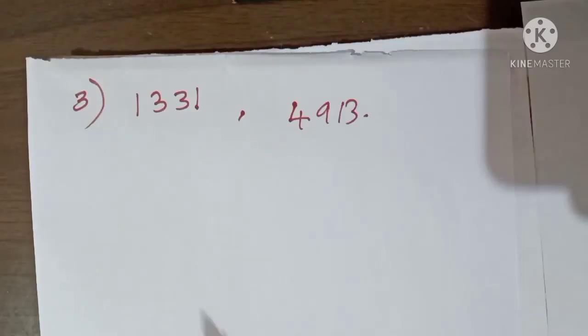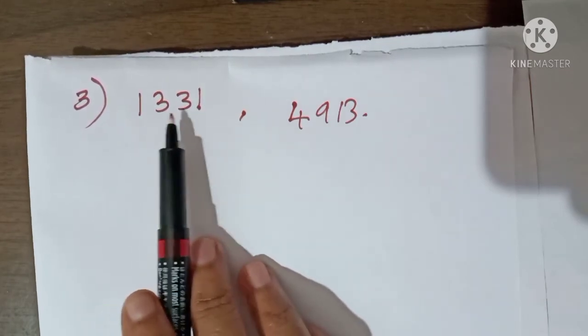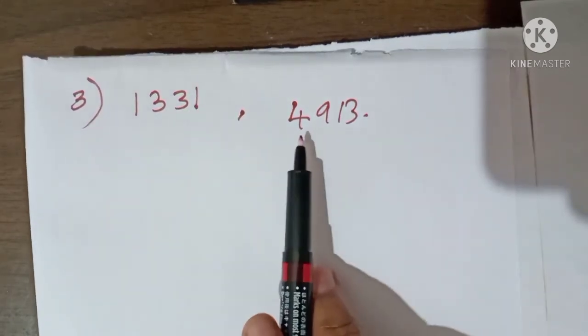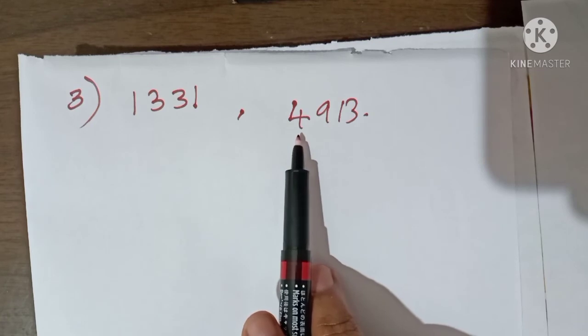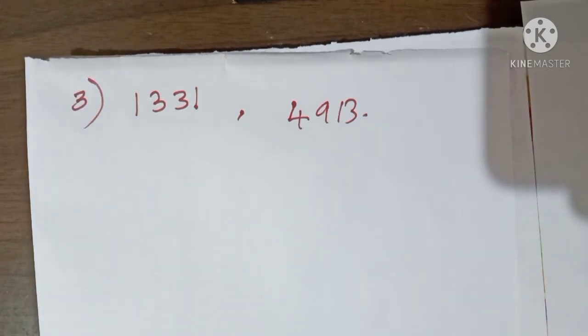Can you see here 2 numbers, children? So what is the first number? 1331 and 4930. So here, what do you want to find out? Without doing the prime factorization method, you want to write the cube roots.